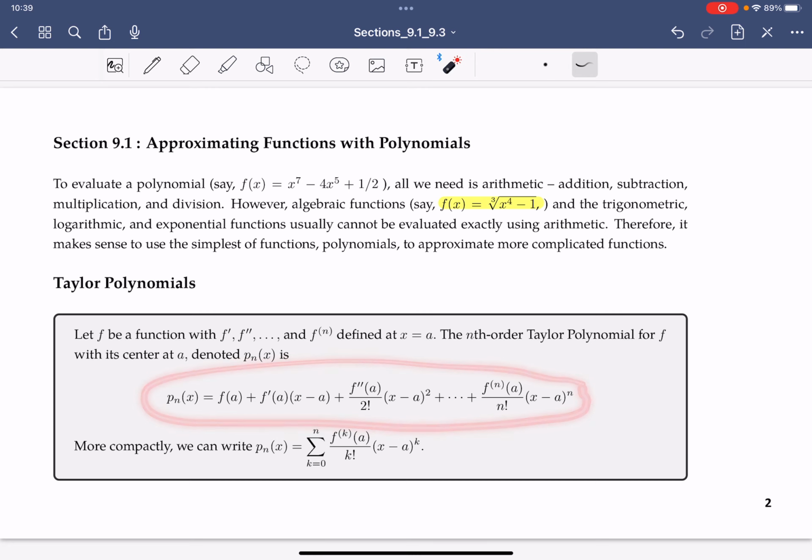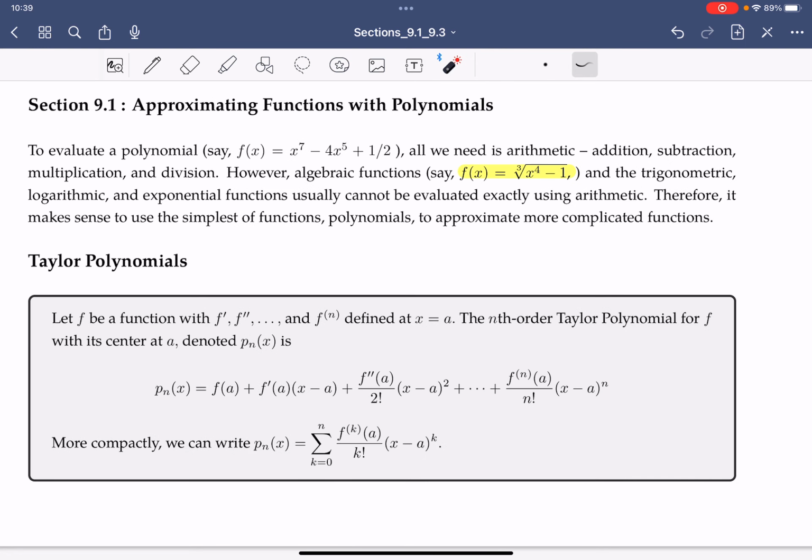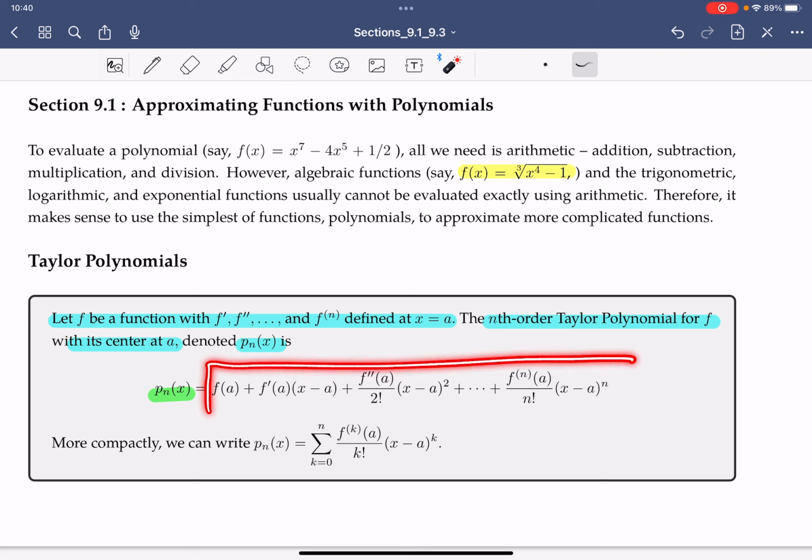The components of the Taylor polynomial: first, you're going to have the degree. Let f be the function with f double prime up to the nth derivative defined at x equal to a, which means when you do the Taylor polynomial, you have to differentiate until order n. Now we say that the nth order Taylor polynomial for f centered at a is P_n(x). Basically, what you're trying to do is compute P_n(x). This is the form of the Taylor polynomial.